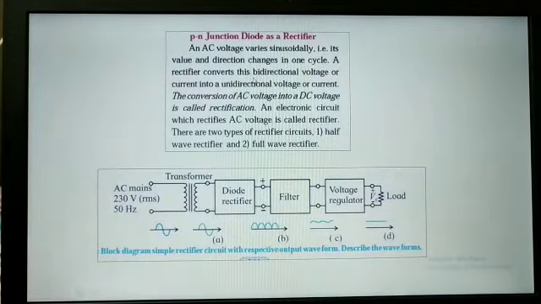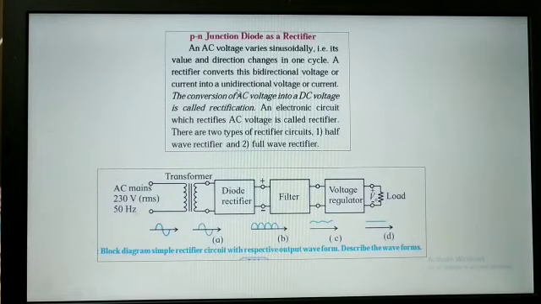Now, PN junction diode as a rectifier. As we have already studied rectifier in 11th standard, the same will repeat here because it's there in our syllabus for 12th as well. So rectifier is nothing but the conversion of AC voltage into a DC voltage. Conversion of alternating current into direct current or voltage is called rectification.